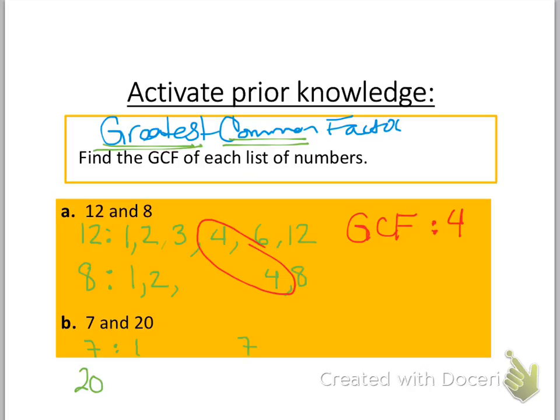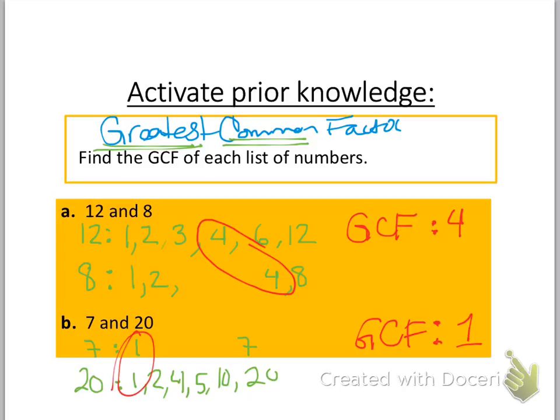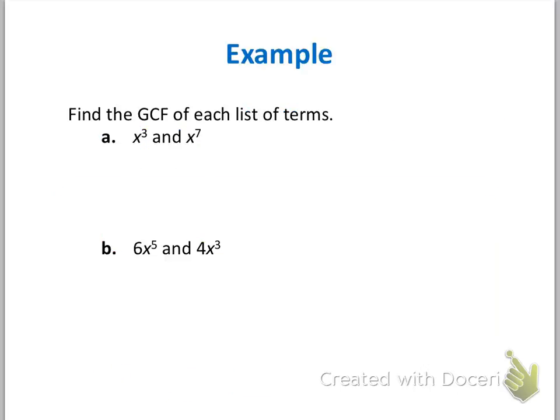1 times 7, and that's it. 1 times 20, 2 times 10, 3 doesn't work, 4 times 5. Is there a GCF? There is no GCF bigger than 1. The greatest common factor is 1. All right, so let's move on and apply that to algebra, to variables.